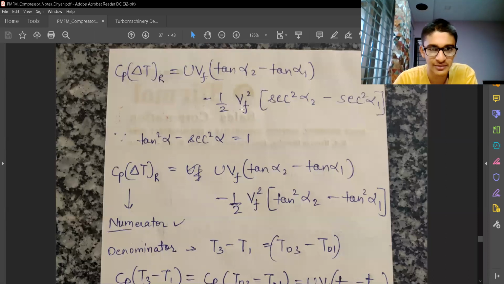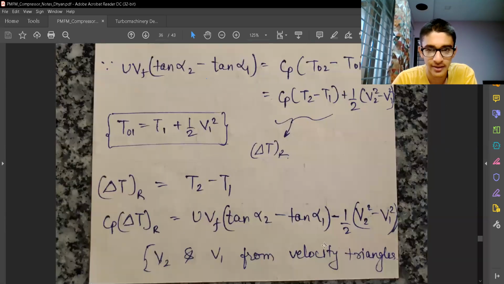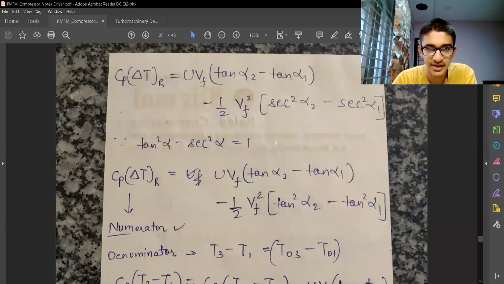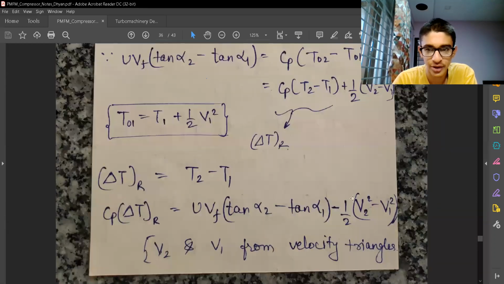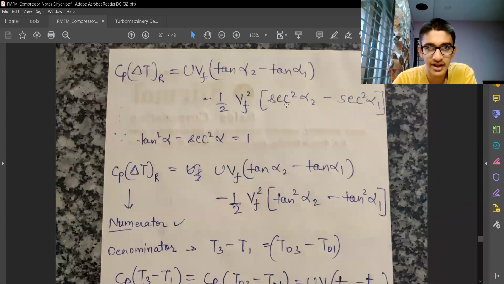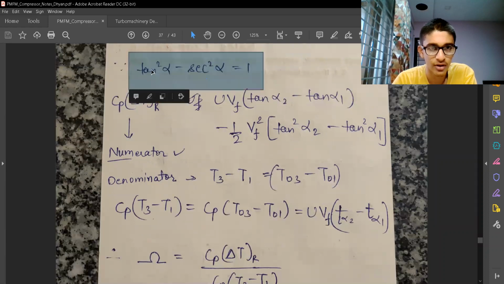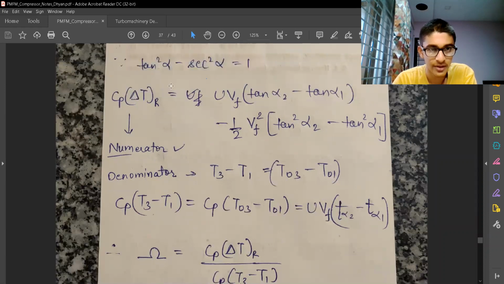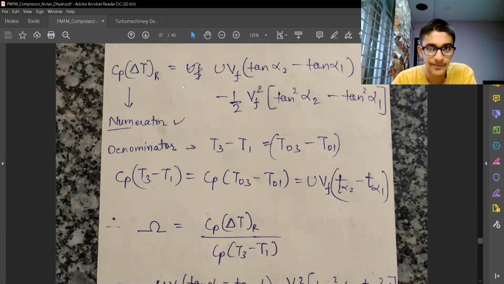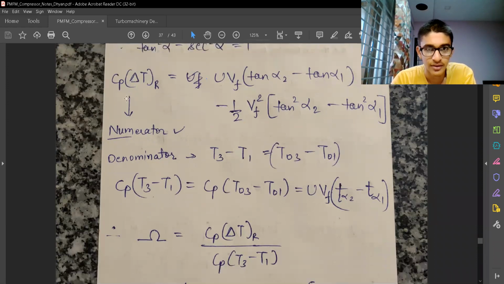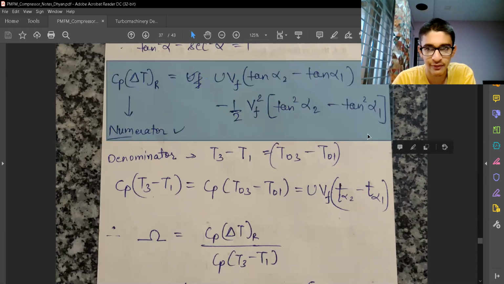Now we can make a small change and convert velocities in terms of Vf. We can write the absolute velocities in terms of flow velocity and an angle. So we have modified and used the relation where we got sec square in our expression. I think this expression is wrong. This is incorrect, I guess. So now we can change the sec square into tan square. So this is the final expression we can refer to.